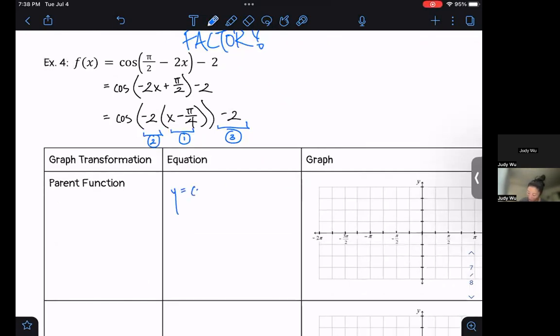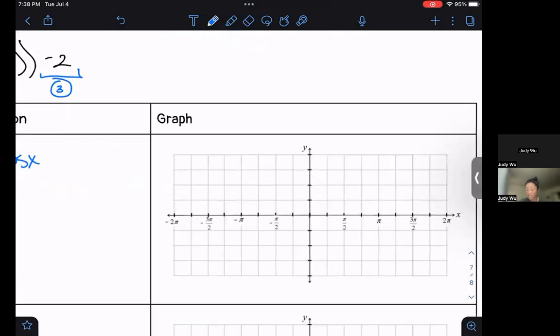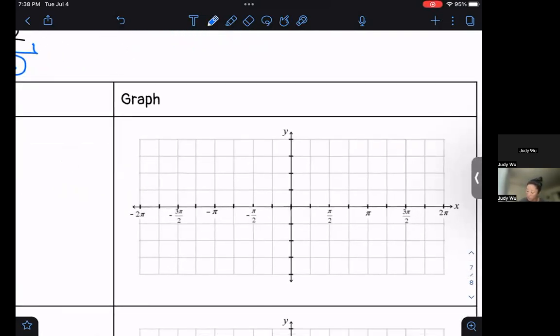Let's get started. y equals cosine x is our parent function. So we don't want to start at 0, 0, but we're going to start at 0, 1 and go down and then come back up, and then go down and then come back up. We'll connect them, and then before we move on, mark our center point.